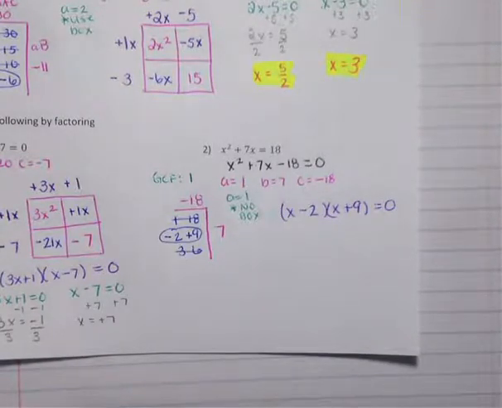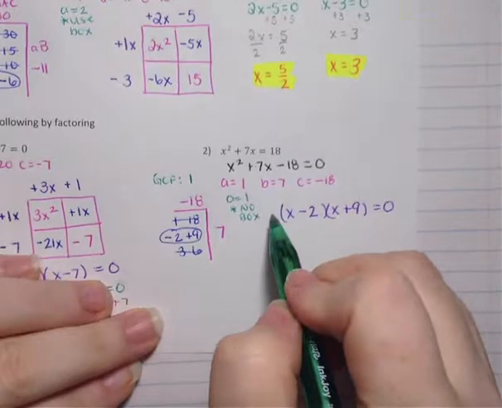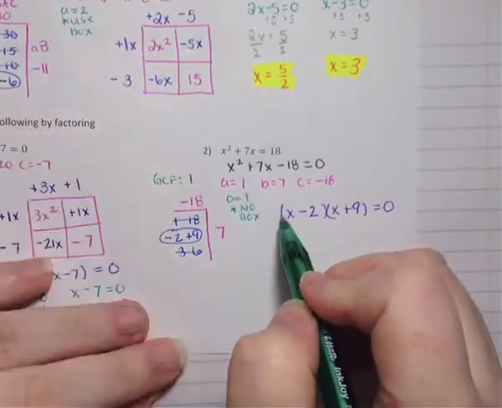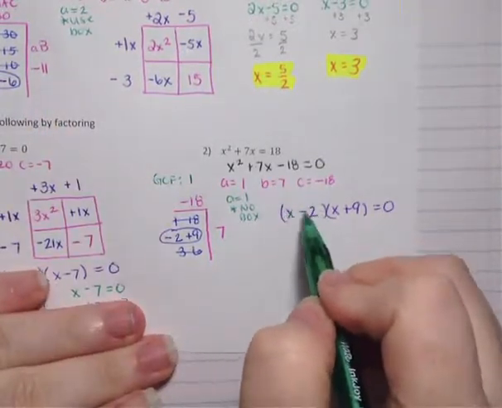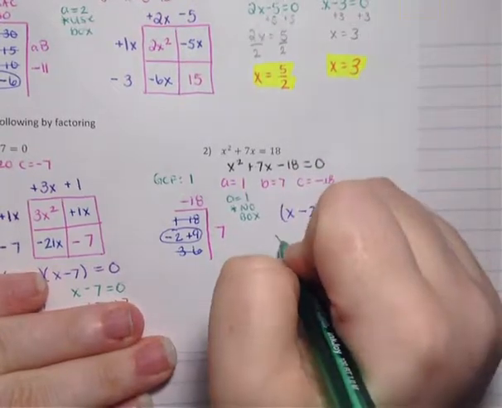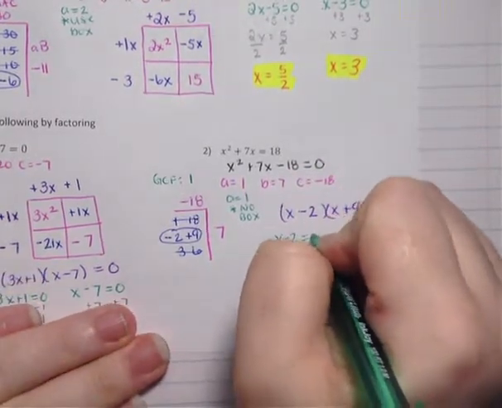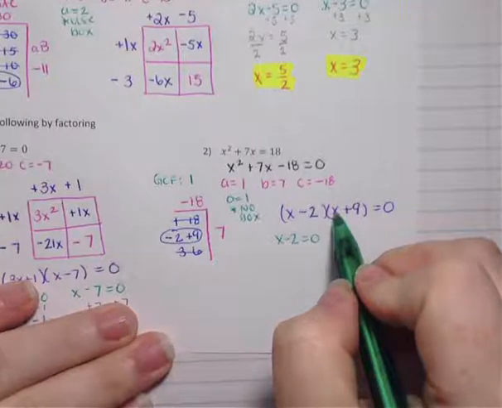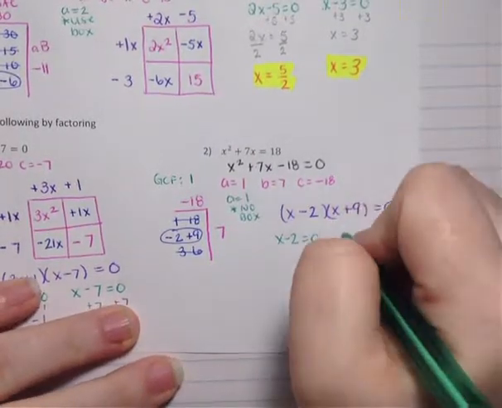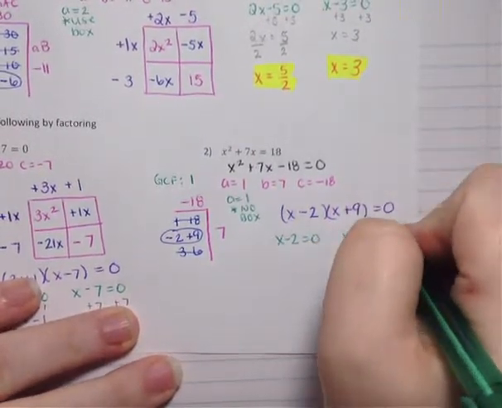We have now factored this, so we need to finish by solving. We take each expression that has a variable and set it equal to 0. So our GCF was 1, so there's nothing on the outside. Our first expression is x minus 2, that has a variable. We have x minus 2 is equal to 0. Our second expression, x plus 9, has a variable. So x plus 9 is equal to 0.